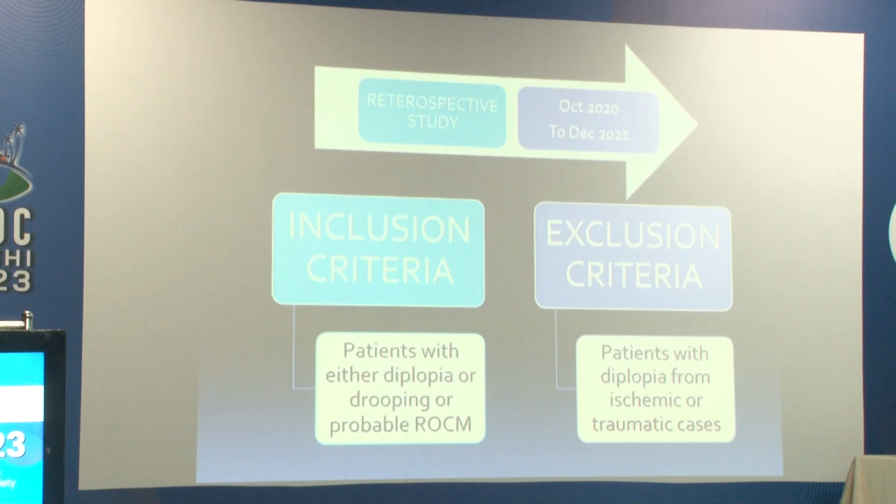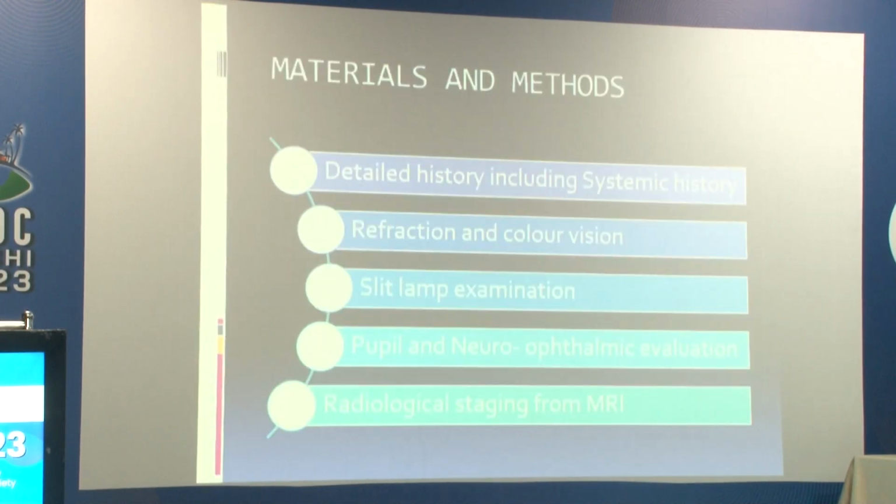It was a retrospective study we conducted in our tertiary eye care center from October 2020 to December 2021, including all the patients with either diplopia or drooping or probable ROCM, and excluding patients with diplopia from ischemic and traumatic causes. We did a detailed history including systemic history, refraction, color vision, pupil as well as neuro-ophthalmic evaluation, and we did radiological staging from MRI.